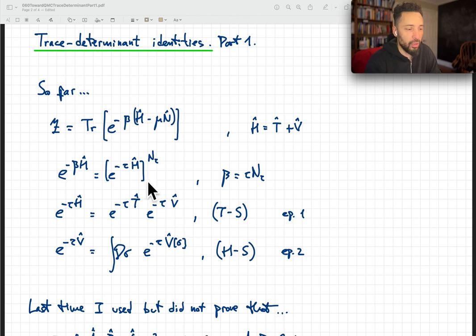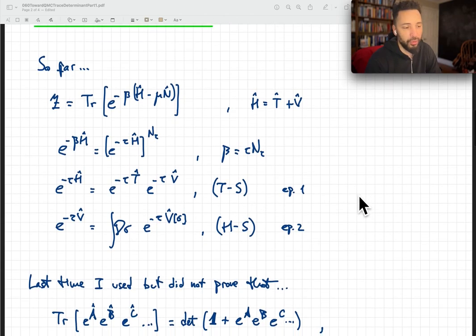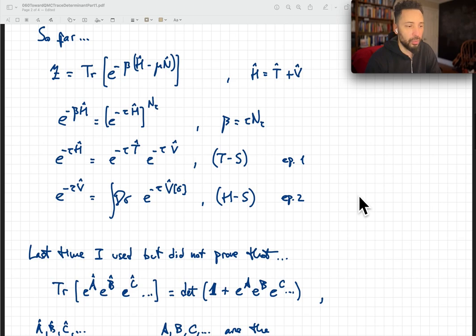And so we're doing this in an exact fashion. This is just taking powers of e to the minus tau H to build up to e to the minus beta H. And each of these small factors, assuming that tau is a small parameter, which means that n tau is large in some sense, can be factorized further using the trace-determinant decomposition. And that was episode 1 in this series on toward quantum Monte Carlo.